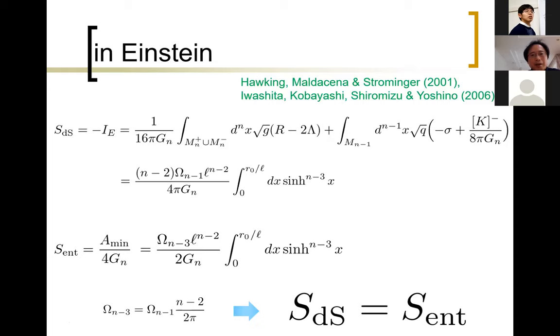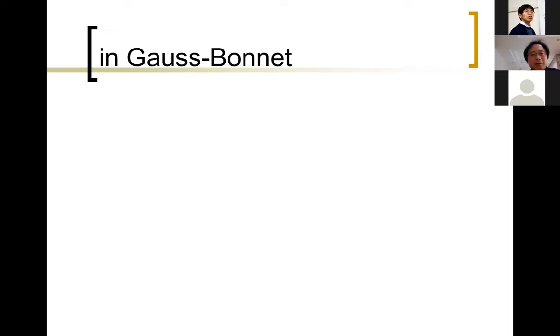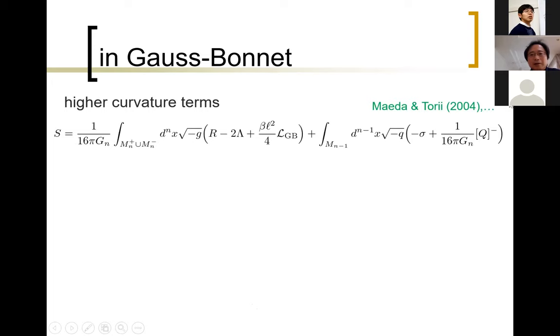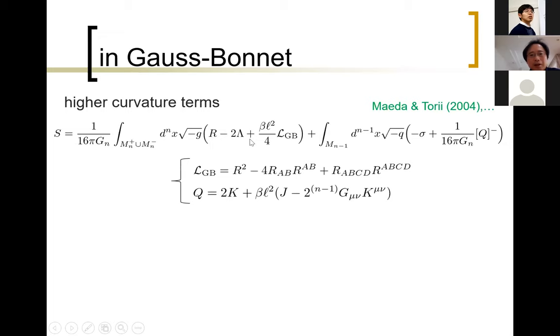And this is certainly an old work. But we are also interested in Gauss-Bonnet gravity and Lovelock gravity. So this is an action for this system, very complicated. The correction term is proportional to beta. L_GB is this one, the so-called Gauss-Bonnet term. Q is given by this.